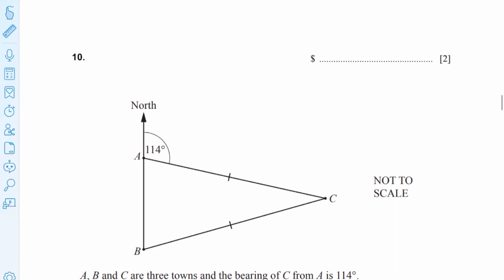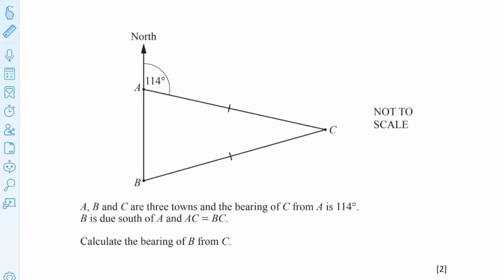Okay, the next question is about a bearing question. If you see this bearing here, this is 114. Let me read the question first. A, B, C are 3 towns and the bearing of C from A is given as 114. B is due south of A and AC equals BC. These two sides are exactly the same. Calculate the bearing of B from C. So B from C. Listen carefully.